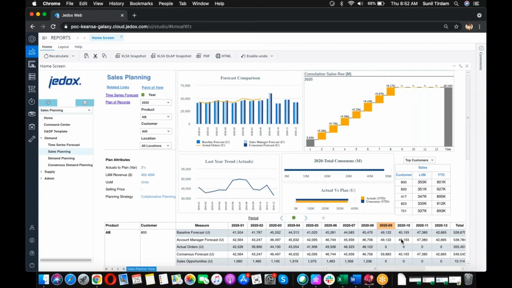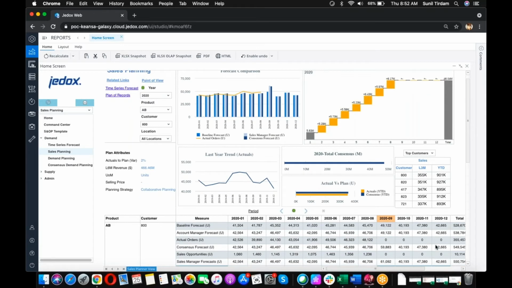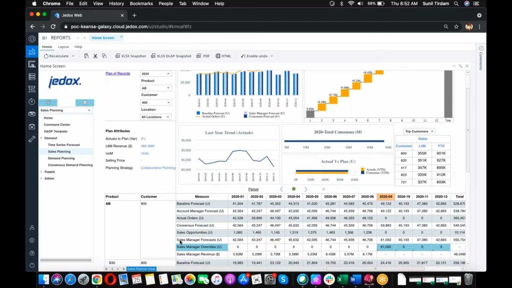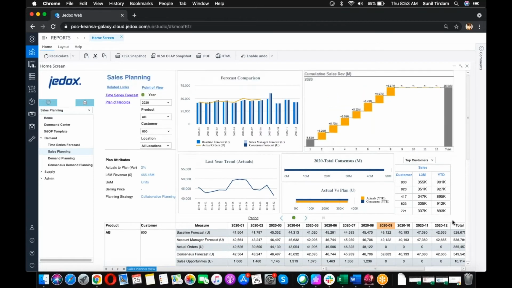And in the end, they could actually revise the numbers because they are more aware of, say, the existing market conditions. They have visibility to customer orders. They are aware of the promotions that are planned. So based on that, they could override these numbers and then they submit their forecast. Once all these forecasts are submitted, they often go through an approval process, and that then becomes an input to the consensus demand planning.